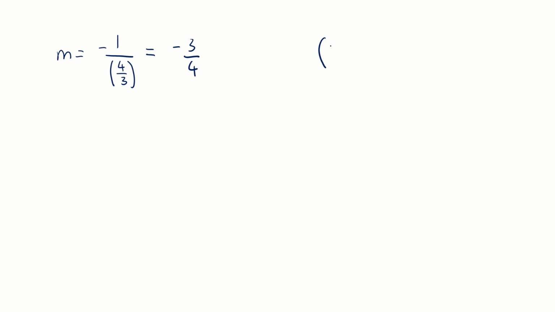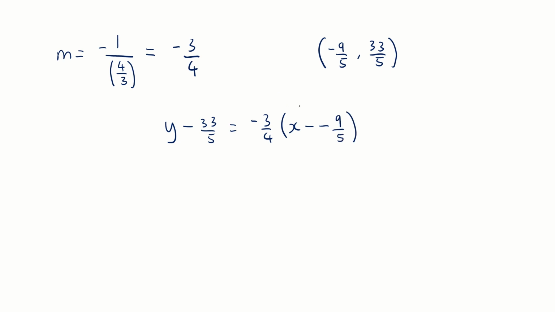Nice, so now we've got the gradient of the tangent. We also have a point on the line that the tangent's got to go through, because that's the point that was given to us in the question, because it's a point on the circle. So therefore, now we've got a point and a gradient. We can use y minus y1, which is 33/5, equals m, so -3/4, lots of x, minus our x1, which was the -9/5, and that's our equation of our tangent technically already found.